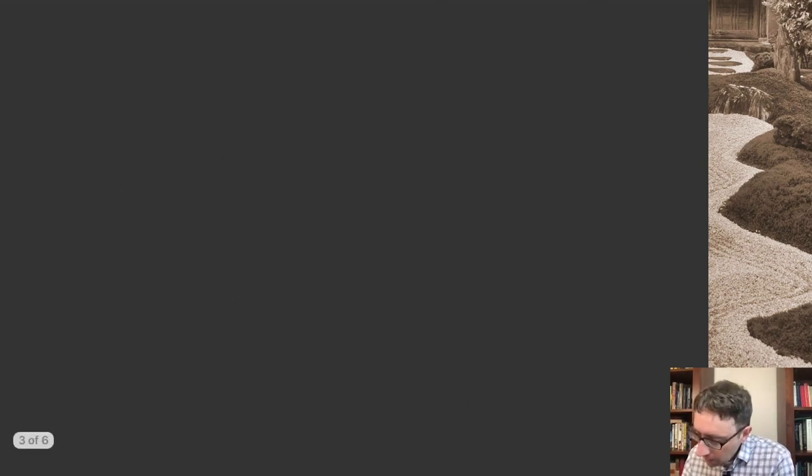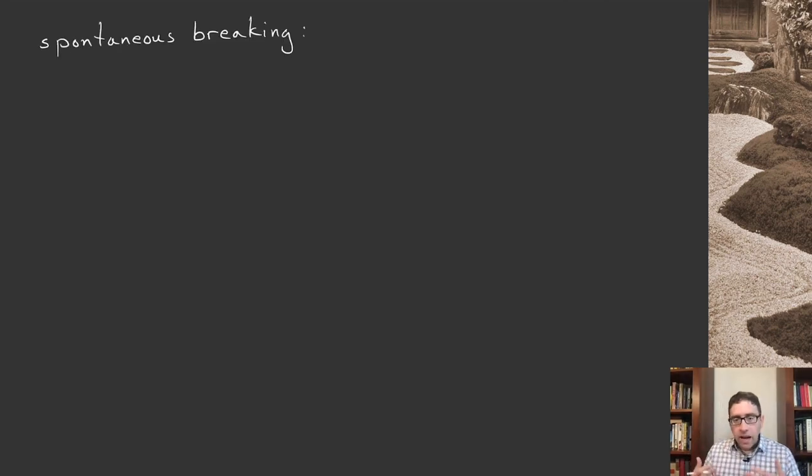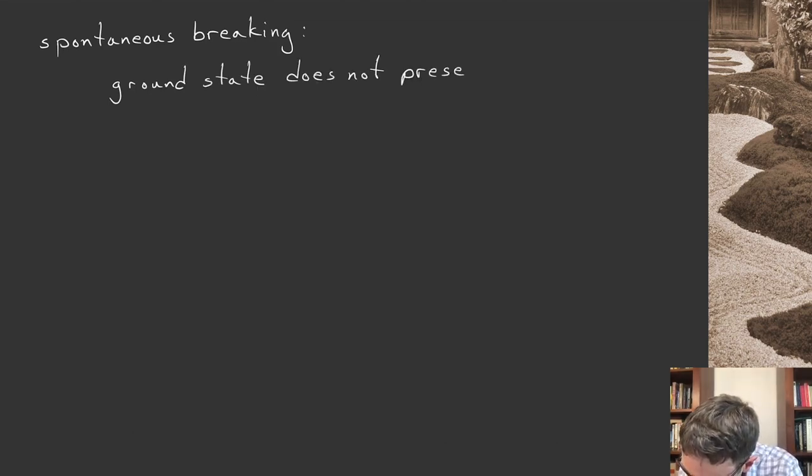The next thing we want to do is break that symmetry spontaneously. Spontaneous breaking happens dynamically. This happens when the ground state of the system does not preserve the symmetry of the Lagrangian or the Hamiltonian. So the ground state does not preserve the symmetry of L.